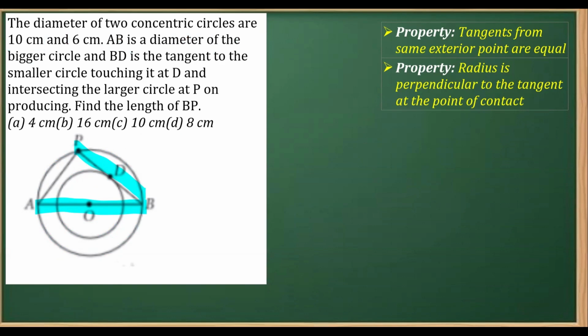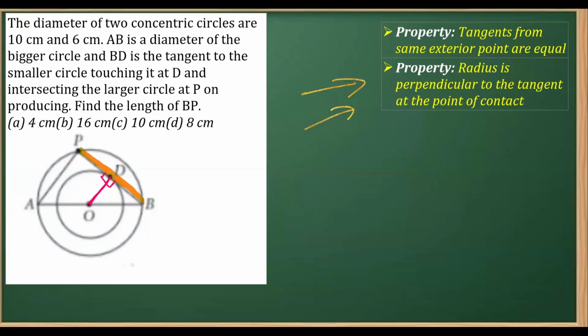Right. What else do we have? This tangent is intersecting the larger circle at point P. What we have to find out is the length of BP. This is what we have to determine. Well, we have a similar question in the textbook. Now, the first thing you will do here is join the center with the point of contact. We know that the radius is perpendicular to the tangent at the point of contact, so I can say this is perpendicular.